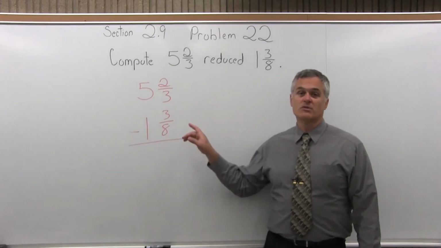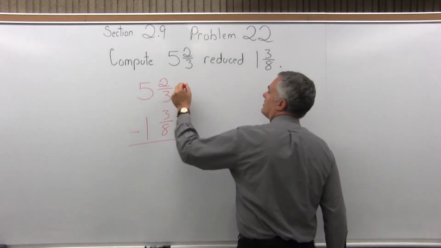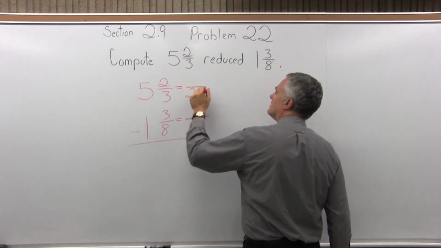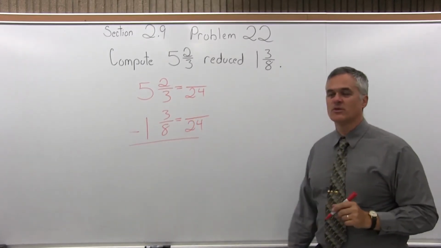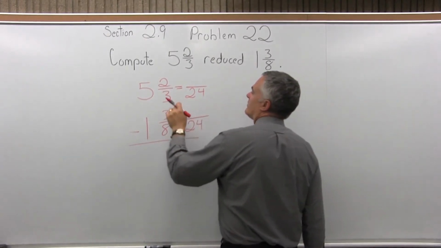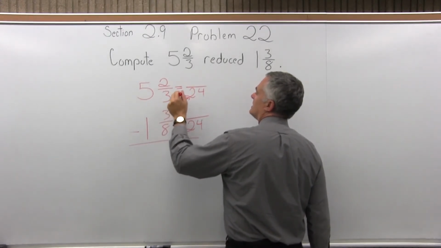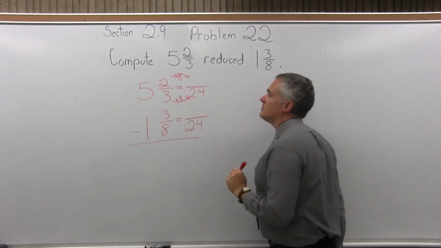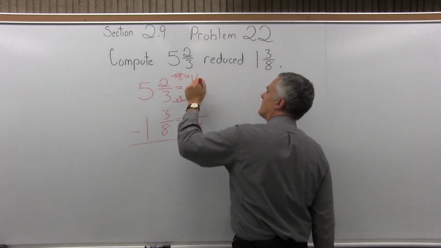common denominator. So I have denominators of 3 and 8, and a good common denominator would be 24. 3 divides into 24 evenly. 8 also divides into 24 evenly. So for the upper fraction, 3 times something is 24. The something must be an 8. 3 times 8 is 24. So the numerator gets multiplied times the same amount, in this case times 8. 2 times 8 is 16.